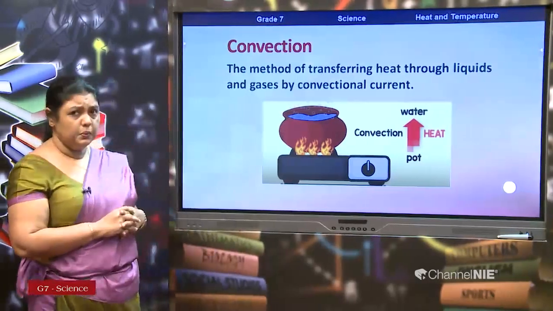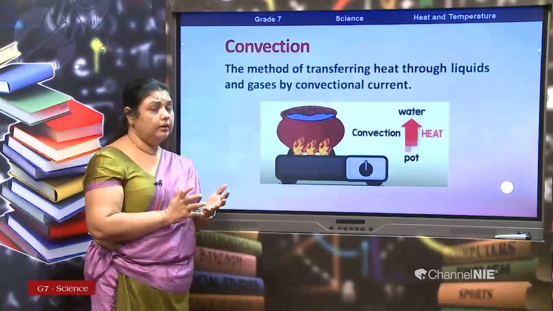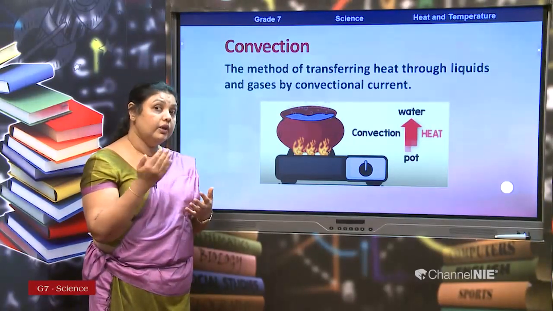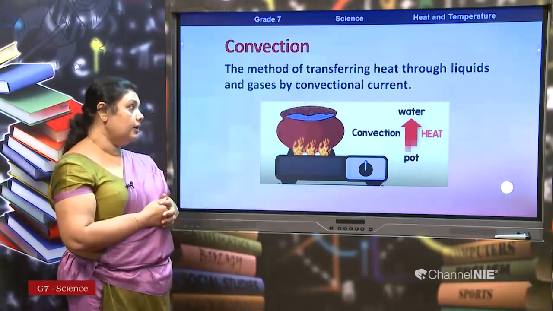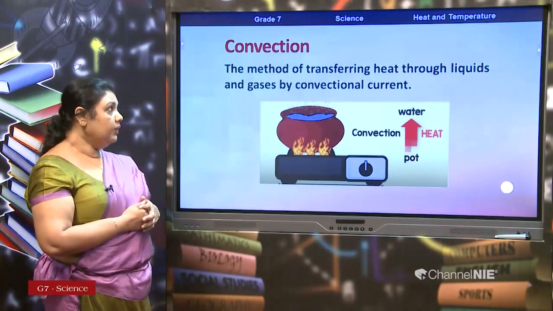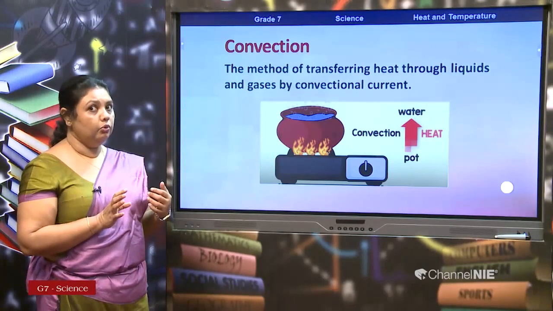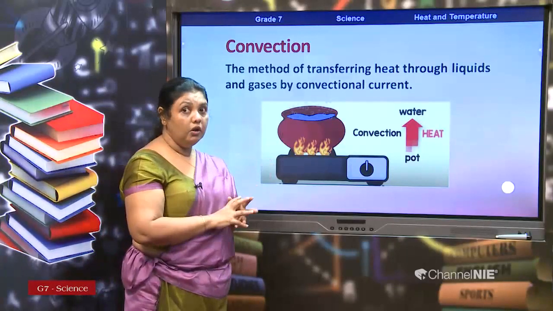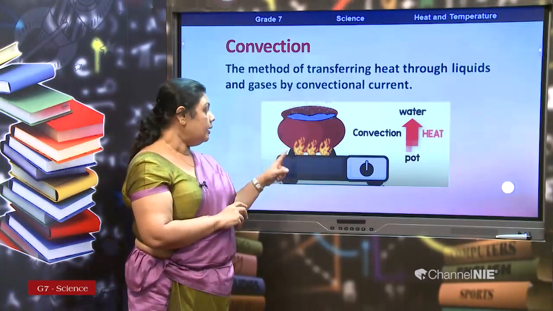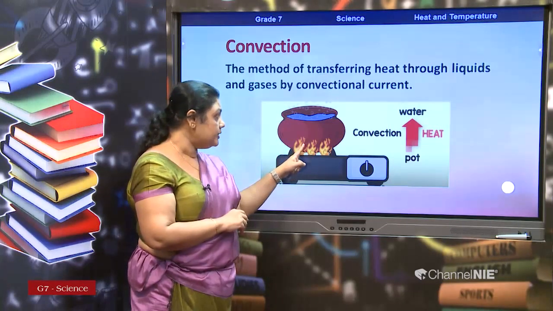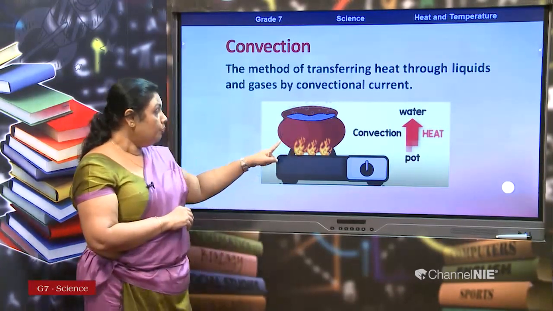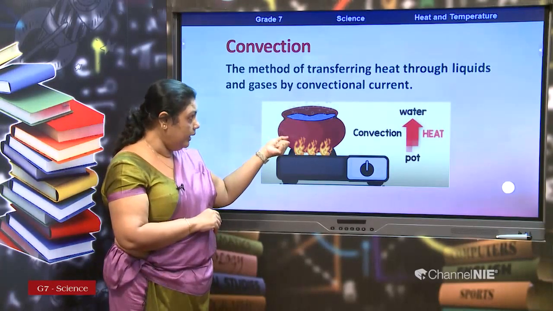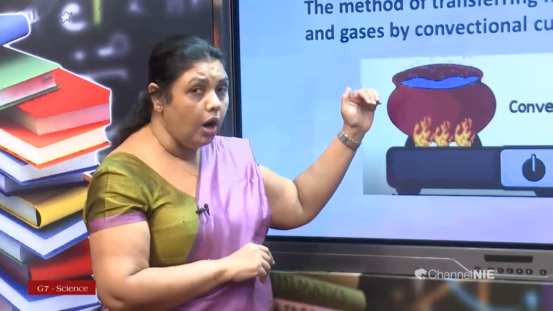You may have heard this word, convectional current, in different places, especially with moving wind. So, here earlier the particles did not move. Now, the particles have some involvement in this. We will see. Look at this diagram. The pot has already taken heat. It has transferred it to the water.